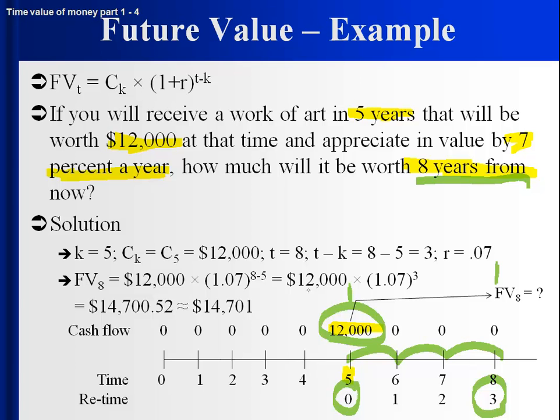And the answer to that is 12,000 times 1.07, because that's the rate at which it's going to appreciate, which is another way of saying the return, to the third. 5 to 6, 6 to 7, 7 to 8, 3 years. 8 minus 5, 3 years. And you can see it, I hope, more graphically, and I hope the timeline helps you. You get it for 12, it grows for 1, or the value grows by r. R can be negative. It grows by 1, grows by 2, and grows by 3. That'll be 8 years from today, and it'll be worth about $14,701.